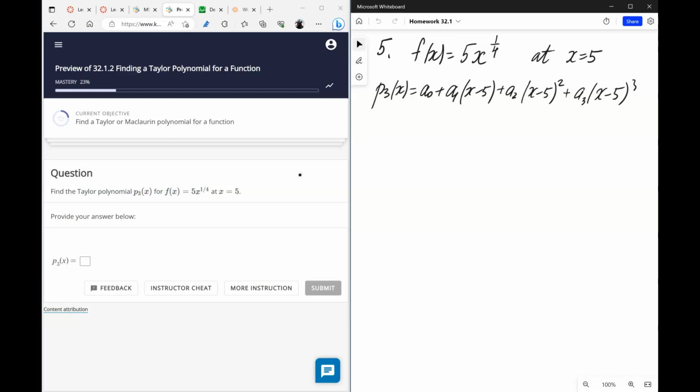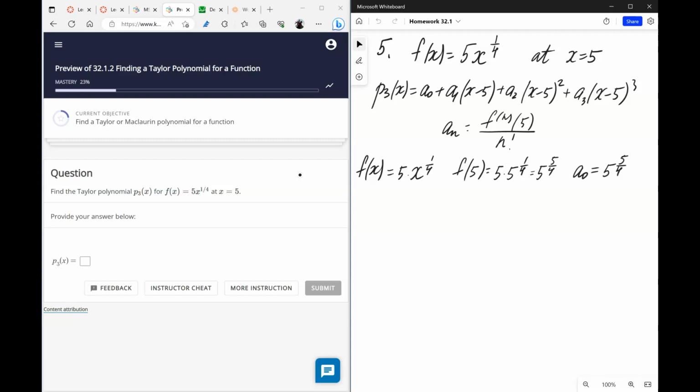And we're going to use this formula. So let's start. We're going to have f of x, 5x to the power 1/4. So f of 5 is 5 times 5 to the power 1/4, which is 5 to the power 5/4. And a0 will be equal to exactly that.